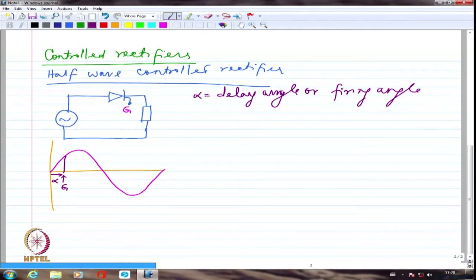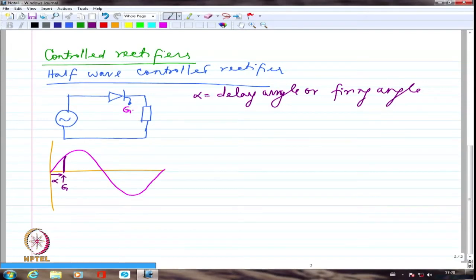I am essentially planning to make this device conduct not from 0 degrees but beyond 0 degrees. So I will give the firing pulse only at a later time than 0 degree. If I give it at 0 degree, it would have started conducting right here. There will not be any difference between a diode and an SCR.